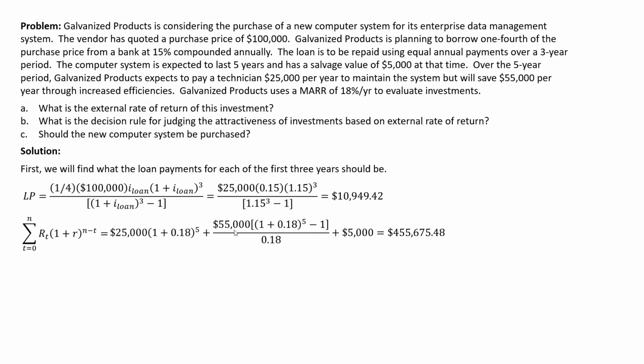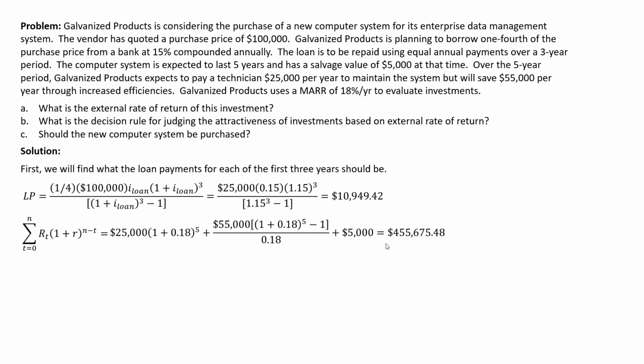And then let's look at this. What is that? We would be saving 55,000. The system will save $55,000 per year through increased efficiencies. So that's a positive cash flow, and they are uniform series. So for each of those things occurring at each of those years, t equals 1, 2, 3, 4, 5, project all of that to the future by using this formula, and we got the positive cash flows of that taken care of. And on top of it, there's a salvage value of 5,000 that's occurring at t equals 5. So we'll just add that number.